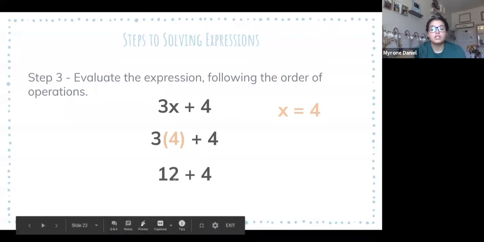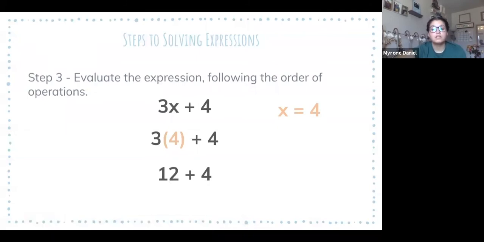So then we're going to do our next level. We don't have any parentheses. We don't have any exponents. We don't have any multiplication or division. We have addition. Do we have anything else other than addition? No, so we're going to add these two together, and we should have gotten 16.